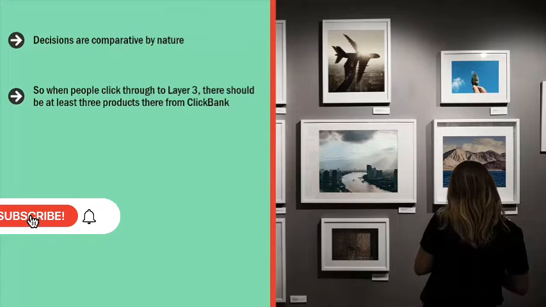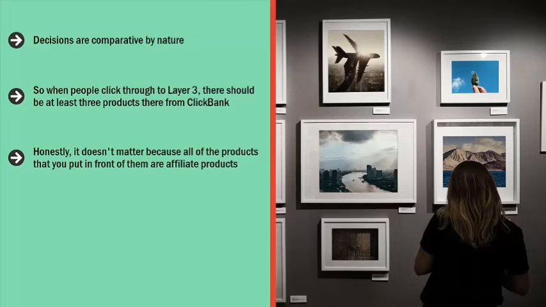So when people click through to layer 3, there should be at least 3 products there from ClickBank. You break them down based on features, and then you make notations regarding how likely this specific option is going to help them solve their problem. Then you do the same for the other products. At that point, your recommended product may stand apart from the rest. Honestly, it doesn't matter because all of the products that you put in front of them are affiliate products. If they pick your suggestion, great. If they don't pick your suggestion and go with another product that you featured, you still make money.